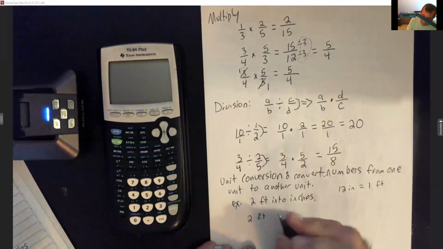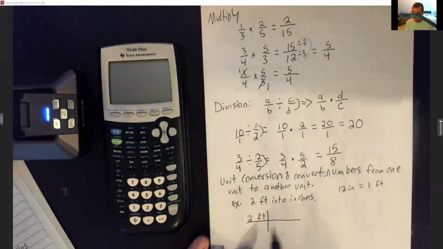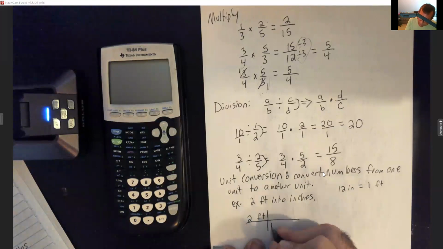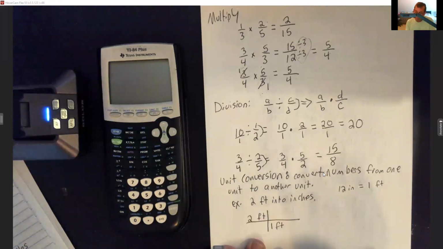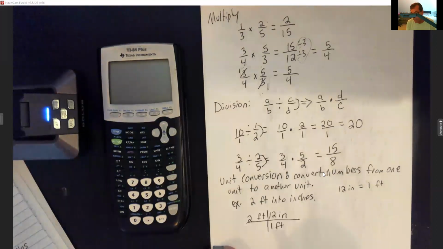So remember, on unit conversion, we draw our little boxes, and anything on top is multiplied. Anything I put on bottom will be divided, okay? So now we're trying to get rid of the feet, so the feet got to go to the bottom. So 1 foot will go to the bottom, and for every 1 foot, we know that that is 12 inches.